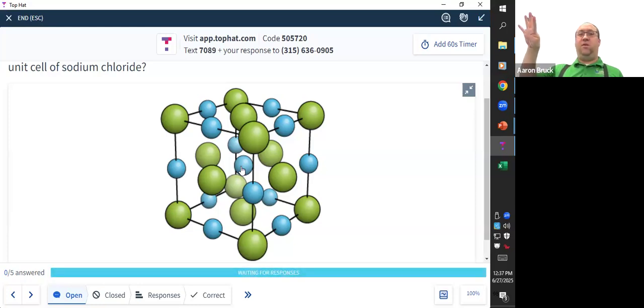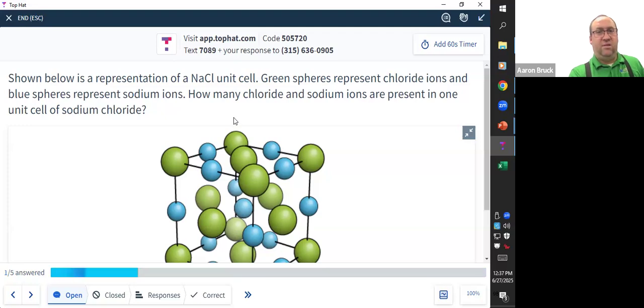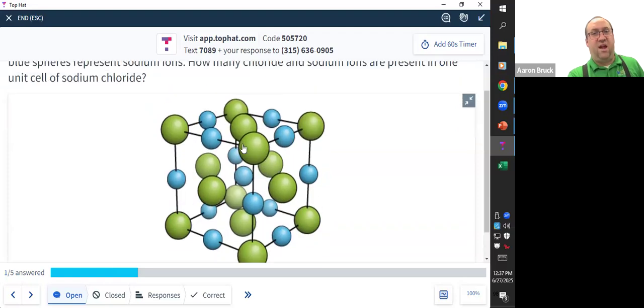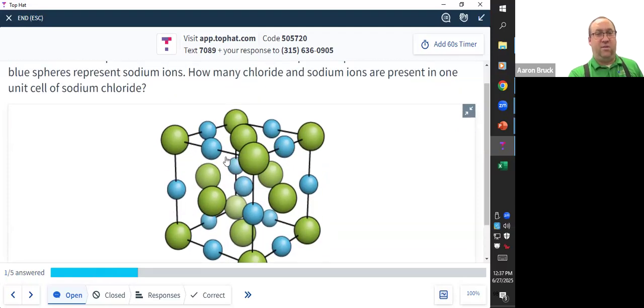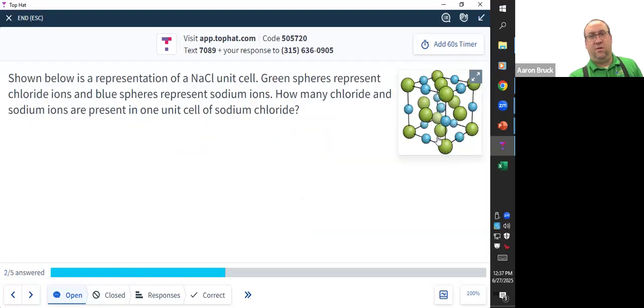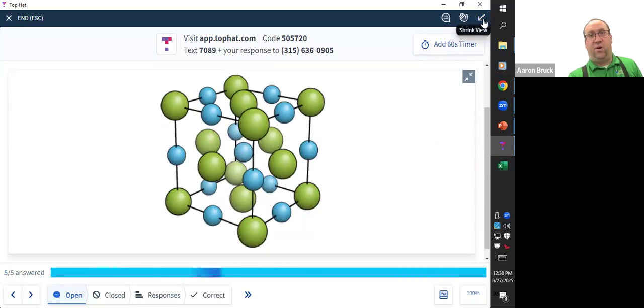I had 4 from sodium, 4 from chloride. Break that down. What is the empirical formula? It's 4 and 4. In simple terms, that's the same as 1 to 1. So the question is, how many sodium ions are present in 1 unit cell? Well, we just counted. It's 4 chloride and 4 sodium. And that breaks down to 1 to 1.